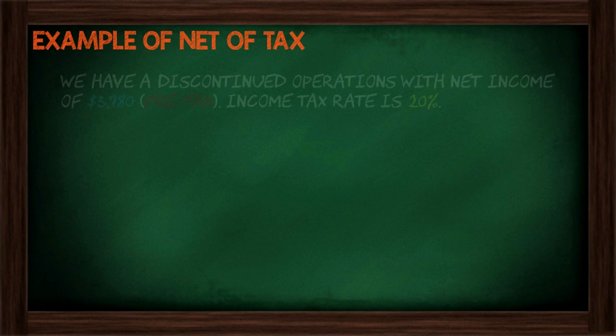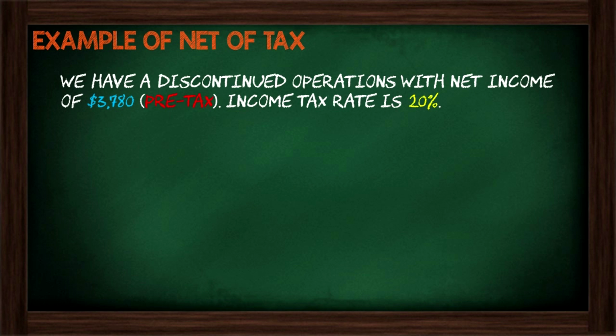So for example, let's say we have a discontinued operations and it has a pre-tax net income of $3,780 and the income tax rate is 20%, okay? So remember, it's a discontinued operations and the first line object we always record is net income, right? So usually we would just throw on the net income right on the statement, but remember, it has to be reported net of tax, okay? So we can't just put the $3,780 right on the statement. We have to take the tax out first, okay?